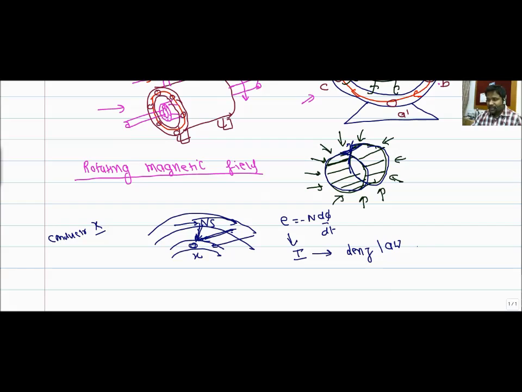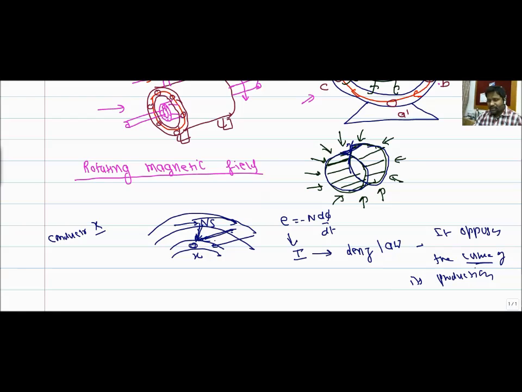Here Lenz's law is that it opposes the cause of its production. It always opposes the cause of its production. Here the cause is this rotating magnetic field. If this rotating field is not there, then there is no induced EMF, then there is no current.